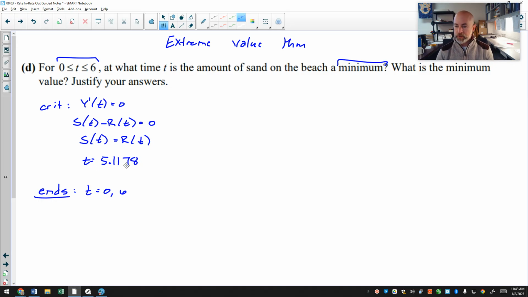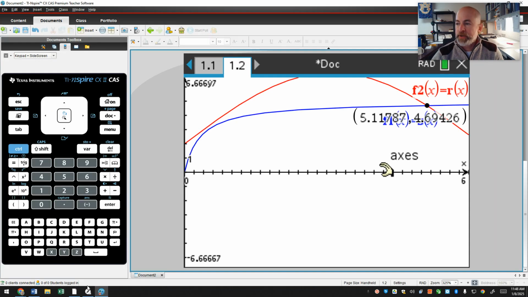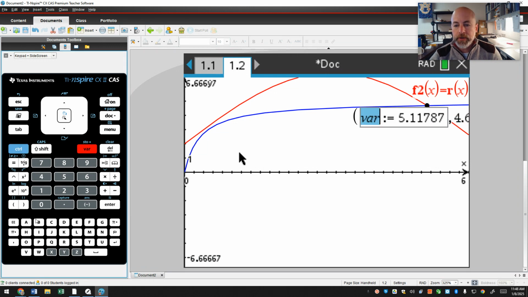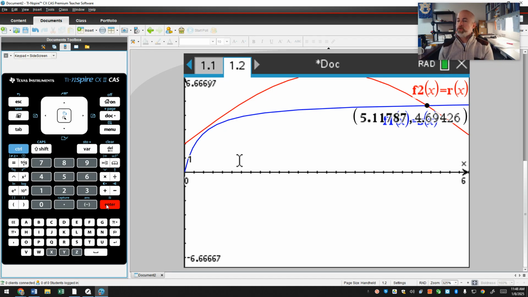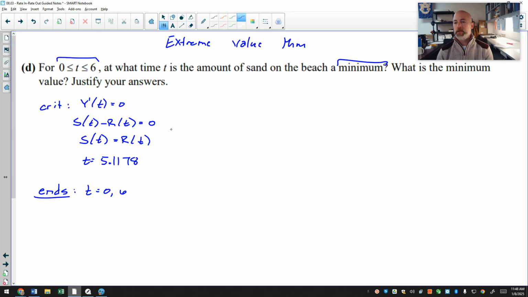So there's my critical number, and I'm going to store that. That is an intermediate answer. That is not a final answer. So I'm going to go to my calculator, click on that x coordinate, hit Control Store, and store that for A. So my critical number is now stored for A. I'm going to go back here and make a little note. Let A equal 5.11, and I'll round that up, 5.118.